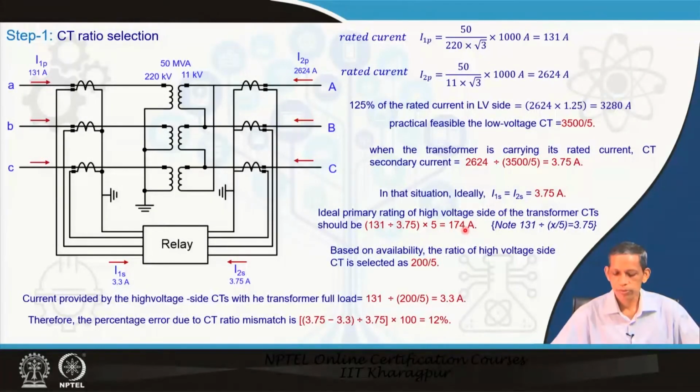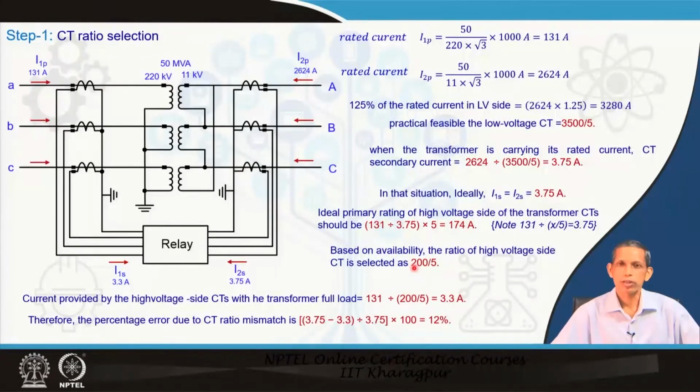So, that x value becomes this 174. Therefore, this should be 174 is to 5, but a 174 is to 5 CT is not available. So, we are going to consider a nearby CT that becomes equal to 200 is to 5. So, our final CT selection from the low voltage side is 3500 is to 5, and on the primary side it becomes 200 is to 5.